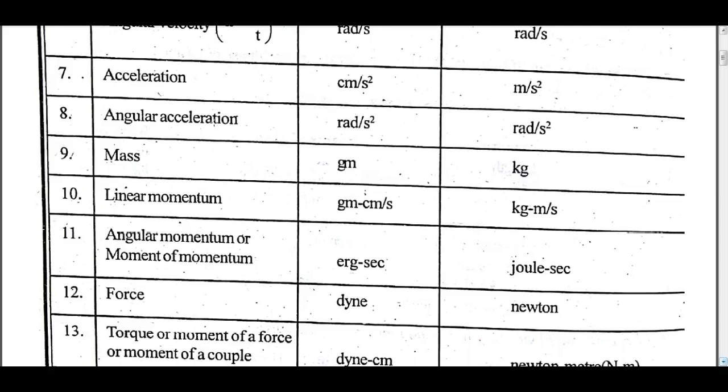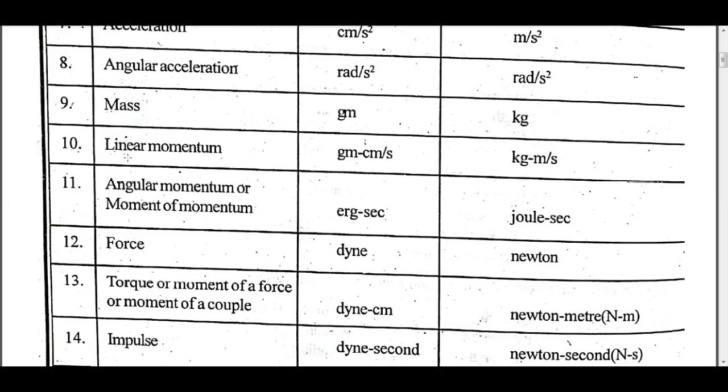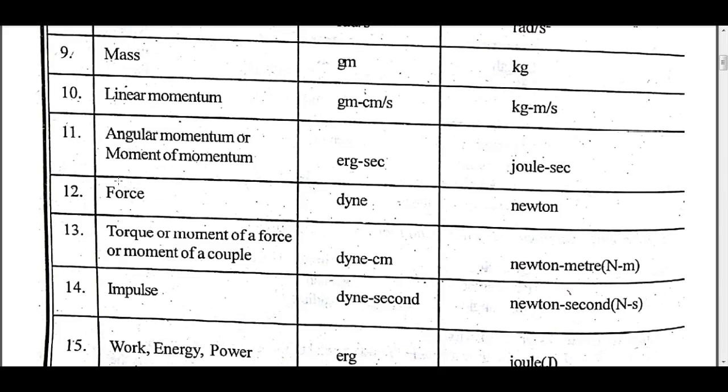Coming to the acceleration, we know that acceleration is a equal to dv by dt, that is change in velocity by change in time. In this case, the units are meter per second square, and in CGS, centimeter per second square. For angular acceleration, radians per second square. For mass, kg. For linear momentum, kg meter per second. For angular momentum, joule second. For force, the unit is Newton, and 1 Newton equal to 1 joule per 1 meter.